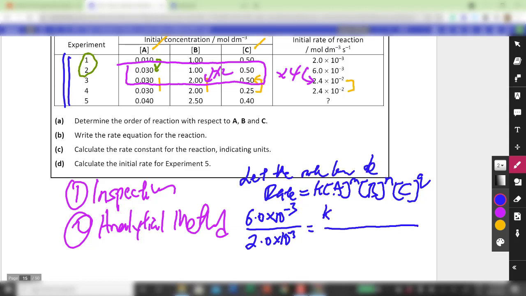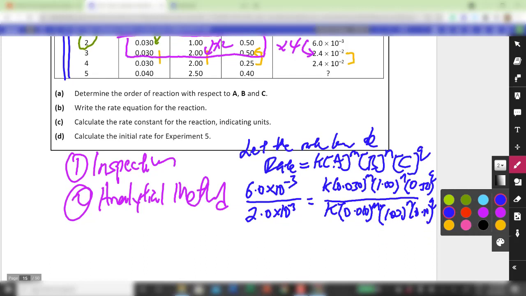And then I just copy. So this is 0.30 m, 1.00 n, and then 0.50 q. And then k here, and then I have 0.010 m, 1.00 n, and 0.50 q. I'm going to change to another color so that it's more visible.